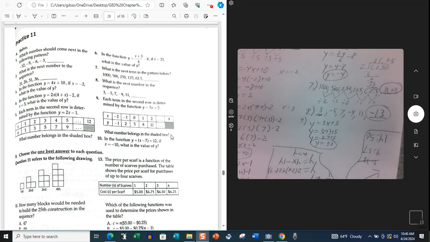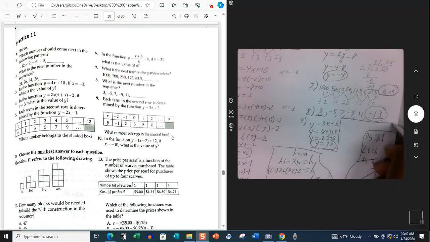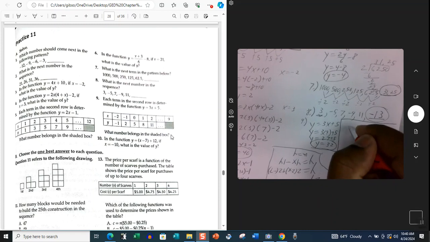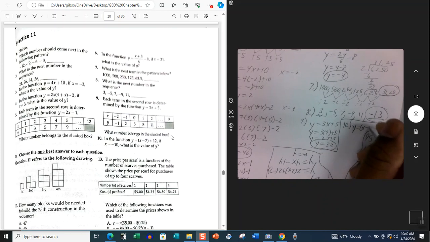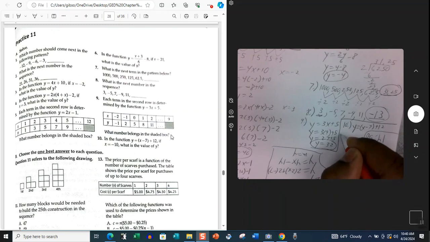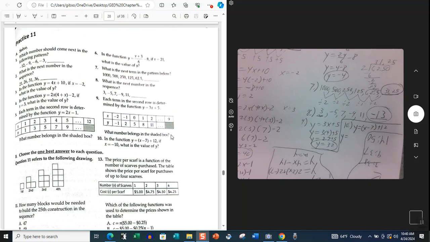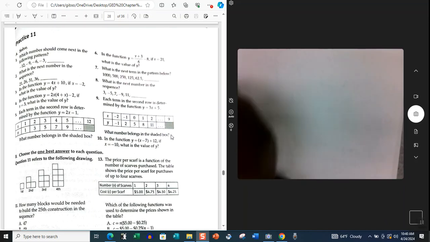All right, now for number 10, in the function, y equals x minus 7 plus 12. If x is negative 10, what is the value of y? Okay, so now we're going to do a little substitution here. So now we have y, this is number 10. We have y is equal to x minus 7 plus 12. Now we know x is negative 10, so we are substituting negative 10 for x, and I don't have enough room. So let me move over to this other page here.